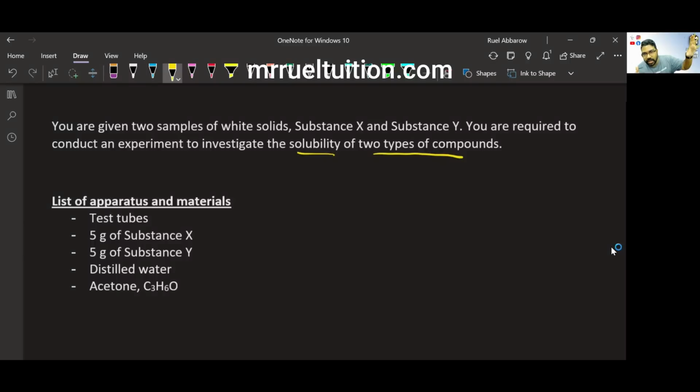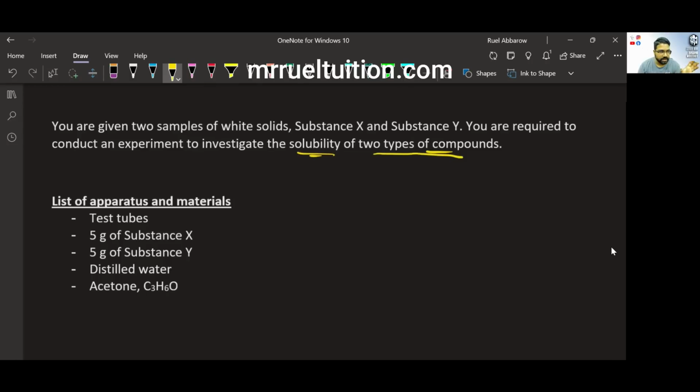What we change at the beginning, the effect of the change at the end of the experiment, the data that we collect, that is your RV. Simple as that. So in this case, what are we changing in the beginning? We are changing the types of compounds. And what data are we collecting at the end? It is the solubility. So that is your RV.